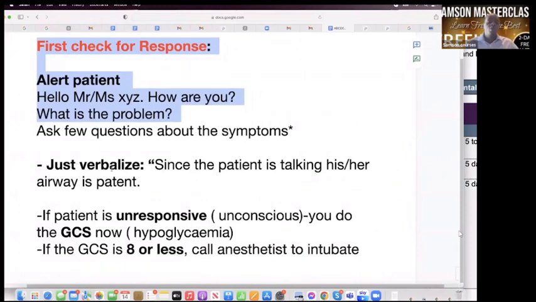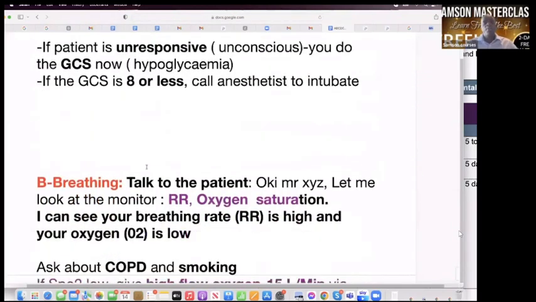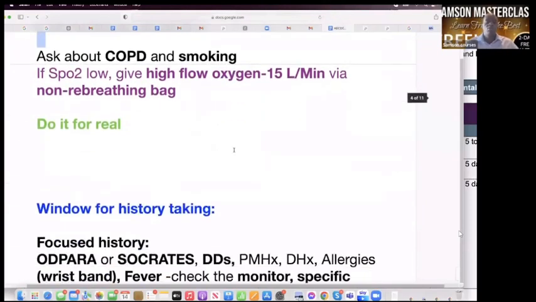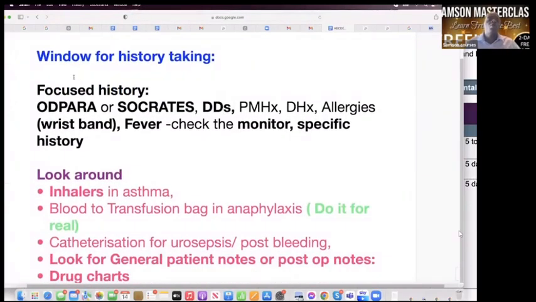Since the patient is talking, the airway is patent. Okay, Mr. Brown, let me just look at your monitor. You look at the monitor, everything normal. Okay, go to the history. Can you tell me about your pain? You do the Socrates. Where is the pain, which is important?